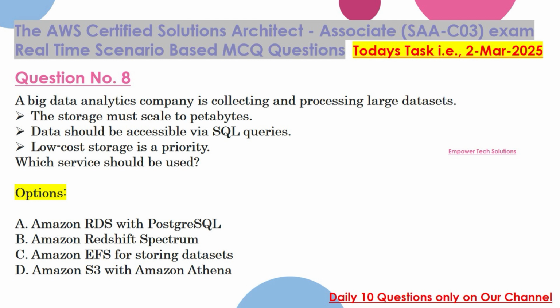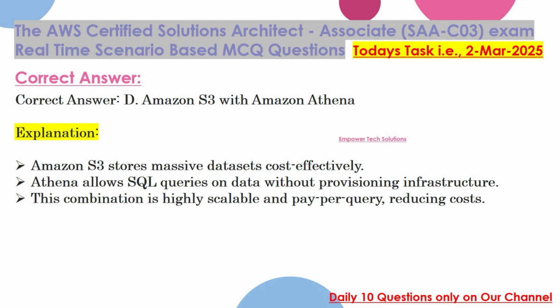Options: A. Amazon RDS with PostgreSQL. B. Amazon Redshift Spectrum. C. Amazon EFS for storing datasets. D. Amazon S3 with Amazon Athena. Correct answer: D. Amazon S3 with Amazon Athena.